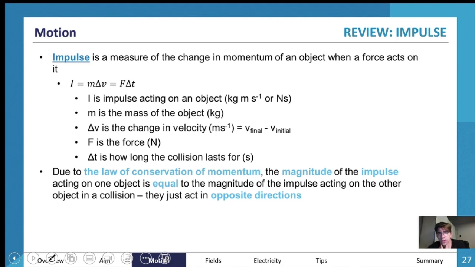But there is also something called impulse, which is essentially a measure of change in momentum of an object when a force acts on it. So impulse is something quite interesting, because we define it as a change in momentum, but we also give it the formula force multiplied by change in time.